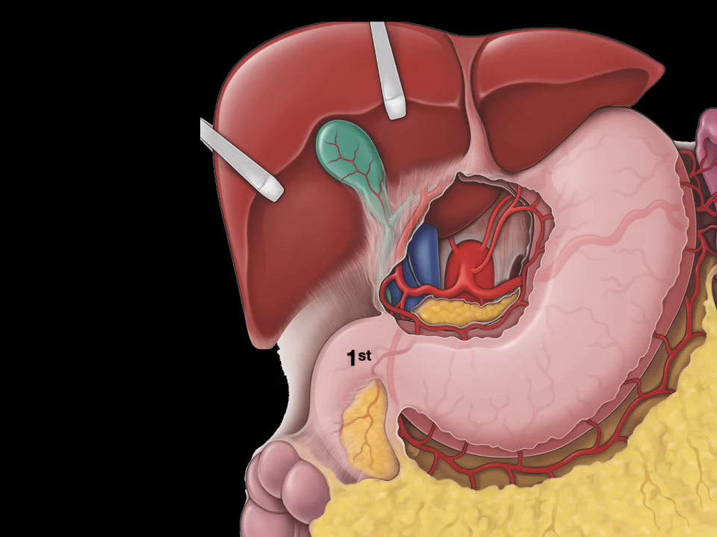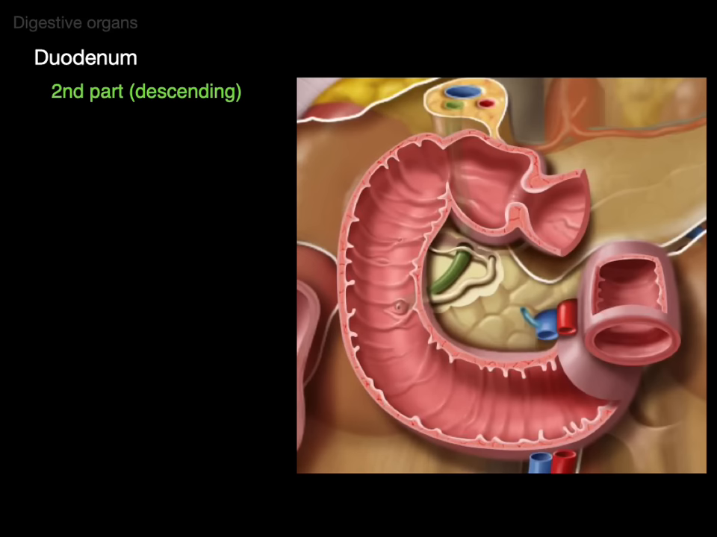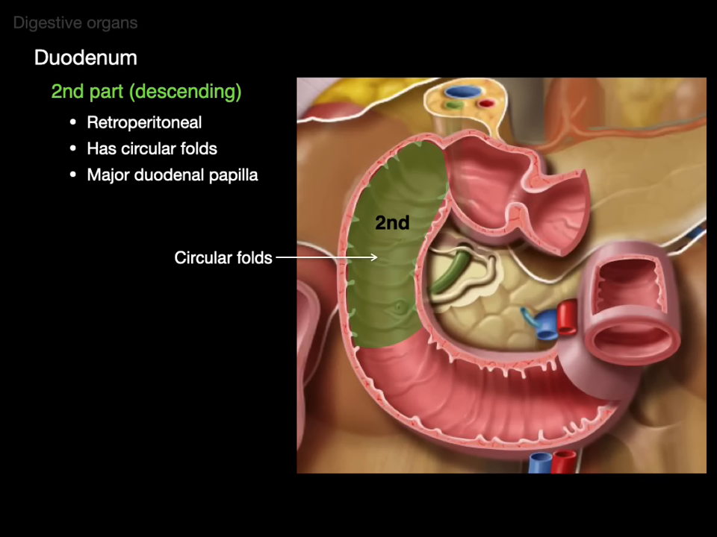So there is the hepatoduodenal ligament of the lesser omentum attaching to the first part of duodenum. That's intraperitoneal, where the rest of the duodenum, parts 2, 3, and 4, are retroperitoneal. Now, part two of the duodenum is called the descending part. It starts as retroperitoneal. It has circular folds, and it has what's called the major duodenal papilla. So there's the second part. It's descending because the food descends vertically.